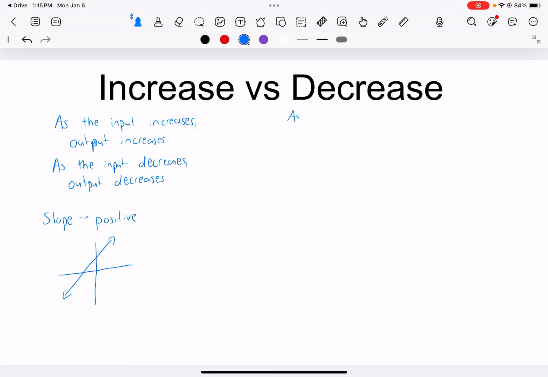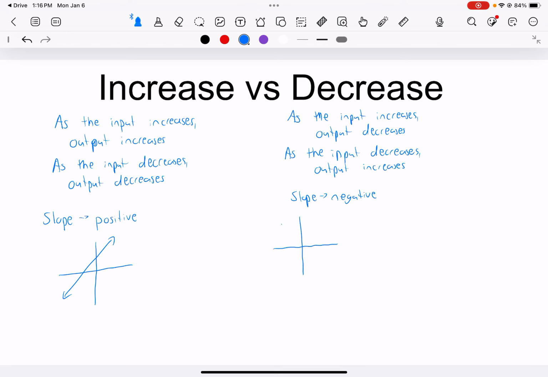A function decreases when the input increases, the output decreases. Or the opposite, as the input decreases, the output increases. So they are going in opposite directions. On a graph, we are looking for the slope here to be negative. So that means from left to right, our function is going down.